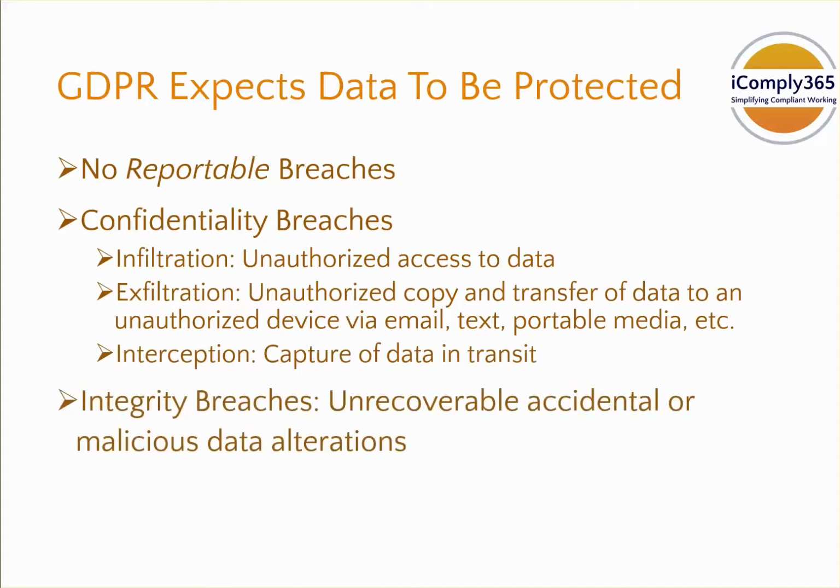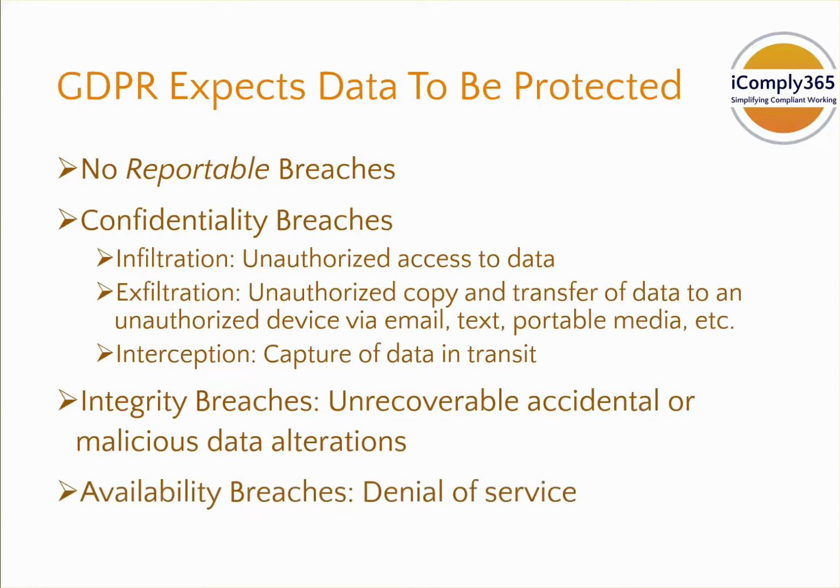And then there are integrity breaches. Encryption plays in this because encryption is able to cryptographically tell whether or not data has been altered in some way that it was not supposed to. So these integrity breaches are when you have unrecoverable accidental or malicious data alterations. The key word here is unrecoverable. If you have cryptographic protections that tell you that the data has been altered, regardless of the reason, if you're able to roll it back to a known good state, it's not a breach.